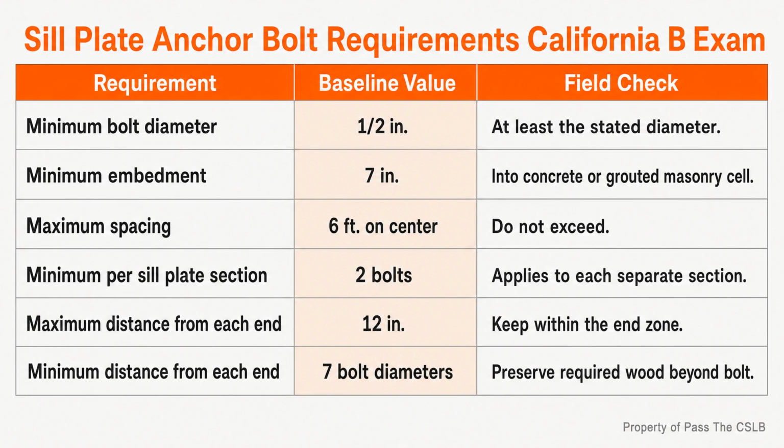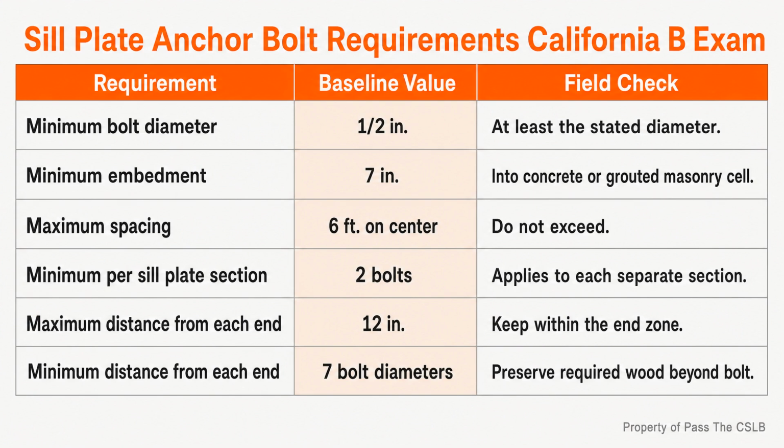I multiply 1/2 inch by 7. That means the bolt cannot be closer than 3 1/2 inches from the end, while the same bolt also cannot be farther than 12 inches from that end. Those limits are not competing answers. They create the permitted end zone.